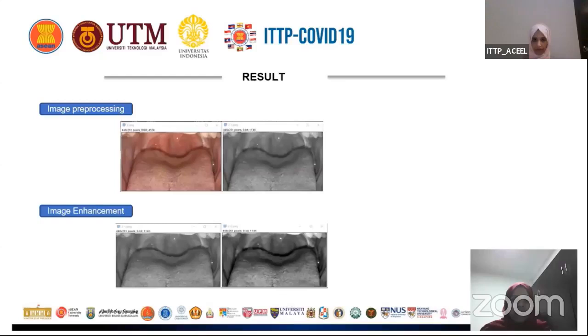As a result of image pre-processing, as you can see in this figure, this is the normal image, and this is the image after we did pre-processing. The second figure illustrates the image enhancement. After pre-processing, we did enhancement on this image in order to prepare it for the next stage, which is extracting the data.